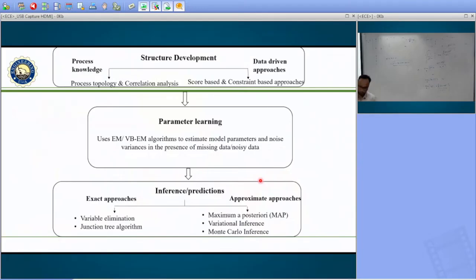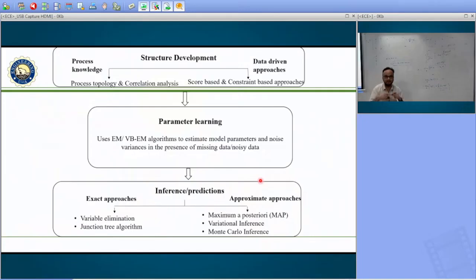Now once you identify the structure of the network, because I want to come up with a supervised model, I want to predict an output with respect to input, I need to do parameter learning. I need to learn the parameters of the network structure also. Like in a neural network, you have input and output, and you have weights and biases. Here also we have some weights and biases which you need to train.